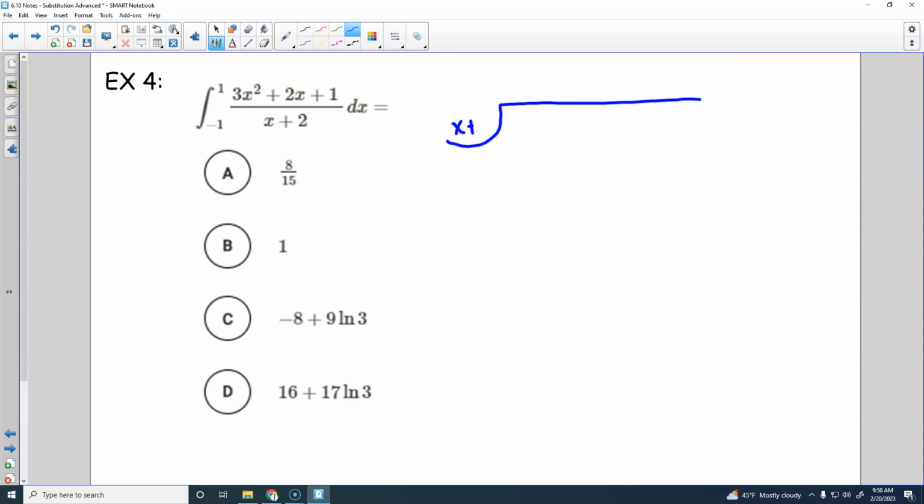The x plus 2 will go on the outside. 3x squared plus 2x plus 1 goes on the inside. So for long division, I'm asking myself, what times x would give me 3x squared? So 3x, right? I multiply 3x times x, which gives me 3x squared. And then I also have to multiply by that 2. So 3x times the positive 2 gives me plus 6x.